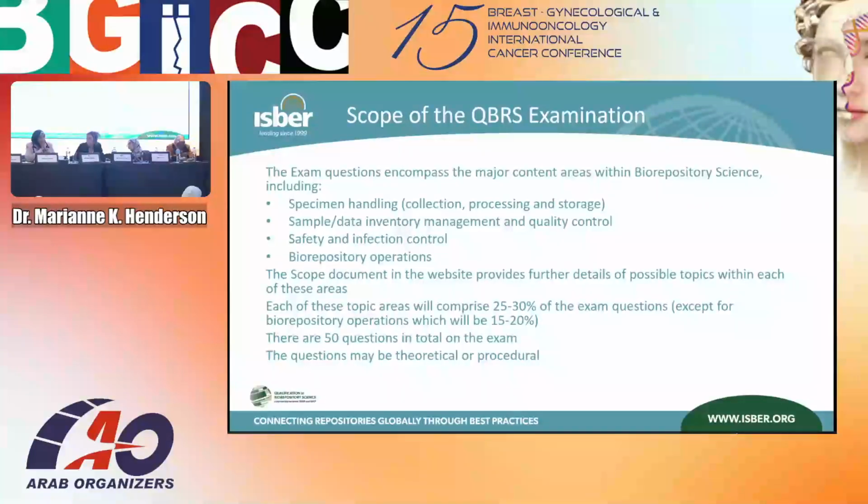The scope of the QBRS examination includes the major content areas within biorepository science, such as specimen handling, sample and data inventory, management and quality control, safety and infection control, and biorepository operations. The website can provide more details on all of these areas. Each of these topic areas are 25 to 30% of the exam, with fewer questions on biorepository operations. In the exam, there are 50 questions. Some of these questions are process questions, and some are theoretical.